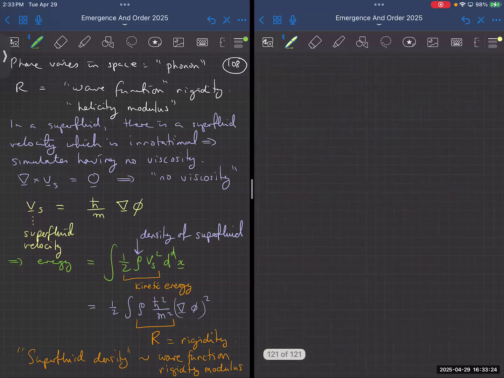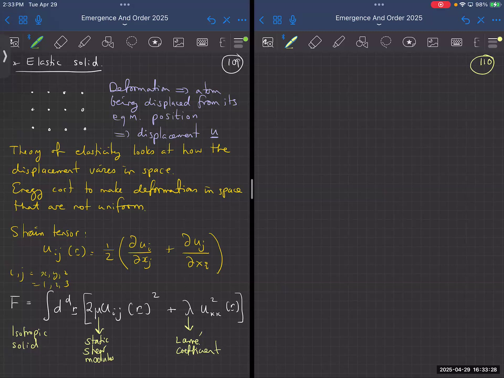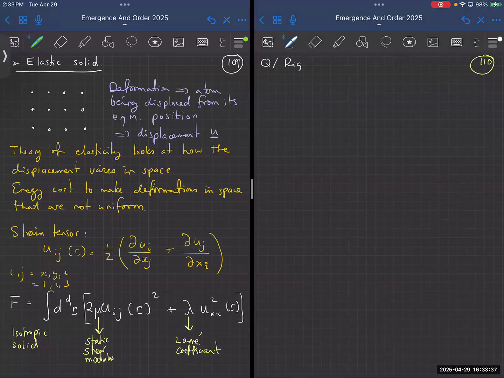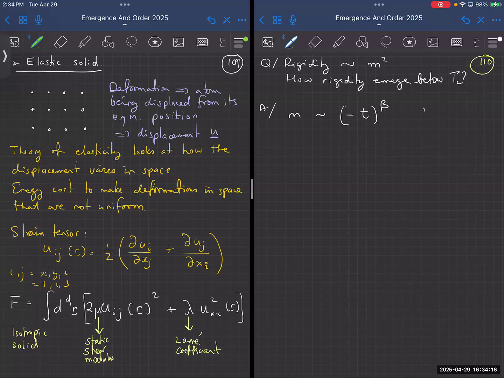All right, so let's ask another question. So we've seen that the rigidity, in fact, goes like the order parameter magnitude squared, at least in our theory. And so how does the rigidity scale? How does rigidity emerge below Tc? Well, you might say, that's pretty easy because we know how the magnitude of the order parameter goes. The magnitude of the order parameter goes as minus t to the power beta when t is less than 0. And we know that in mean field theory, the order parameter grows with the square root power.